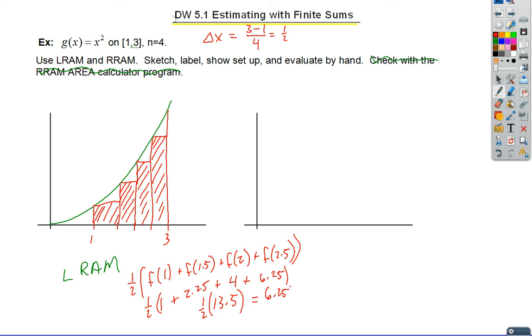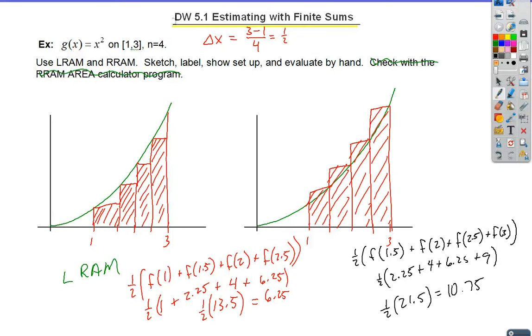Okay, so what I want you guys to do now is I'm going to go ahead and pause the video, and it's going to be up to you to sketch in the other one and do RRAM. Alright, I will pause the video now. And boom, there should be your answer. And that should be your picture. Should be 10.75. And actually, while I was doing this, I found out my mistake. Half of 13.5 is actually 6.75. See, we even all make mistakes. Okay. So, there you go. Hopefully this is starting to click with you, right? Left hand, right hand. Good.